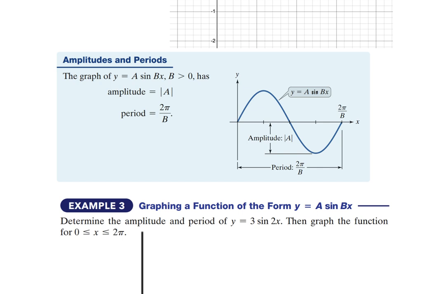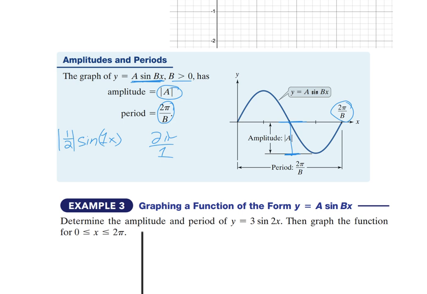So the graph of y equals a sine of bx, where b is greater than 0, has an amplitude of the absolute value of a and the period of 2 pi over b. The amplitude is the distance from the equilibrium line down to the lowest or the highest point, and the period is 2 pi divided by b. So again, when we had sine of 1x, our period was 2 pi divided by 1, just the 2 pi. And on the previous problem, when we had a 1/2, the absolute value of that became our amplitude.